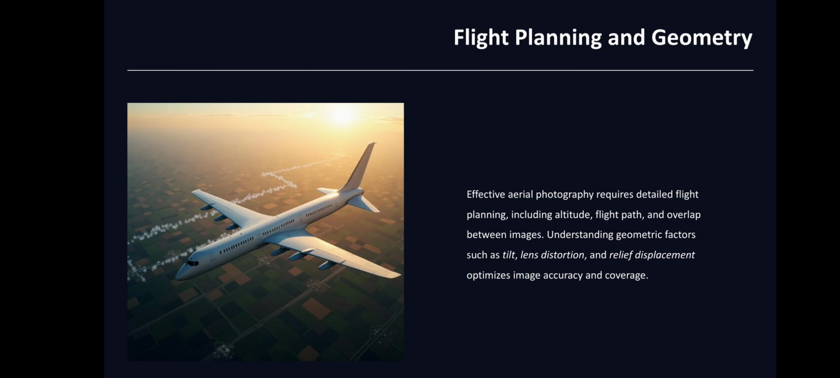Flight planning and geometry. Effective aerial photography requires detailed flight planning, including altitude, flight path, and overlap between images. Understanding geometric factors such as tilt, lens distortion, and relief displacement optimizes image accuracy and coverage.